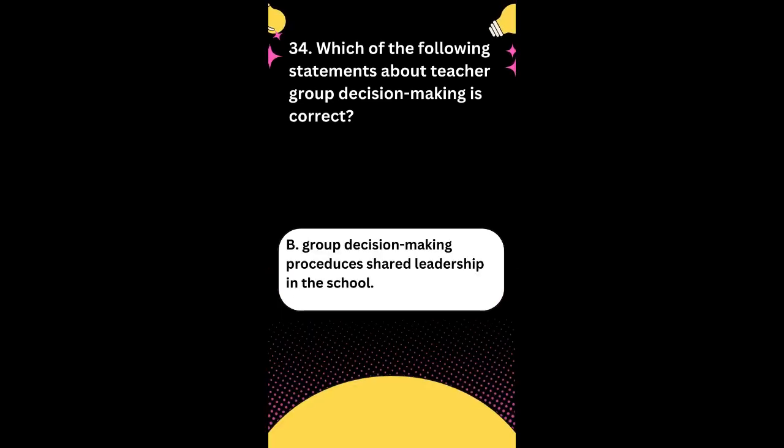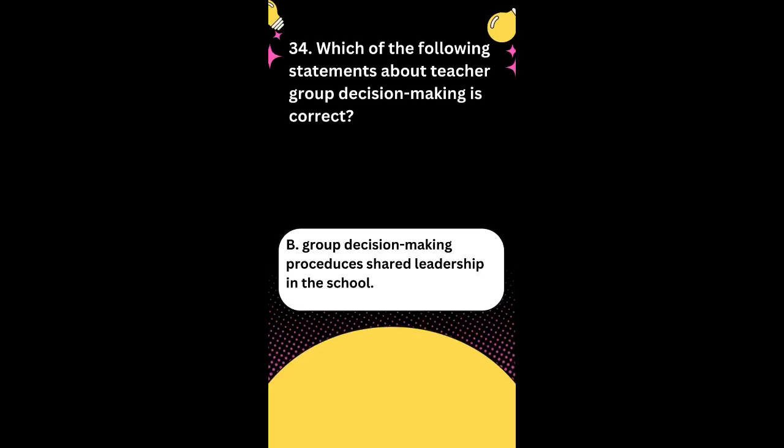The correct answer is B. Group decision-making produces shared leadership in the school.